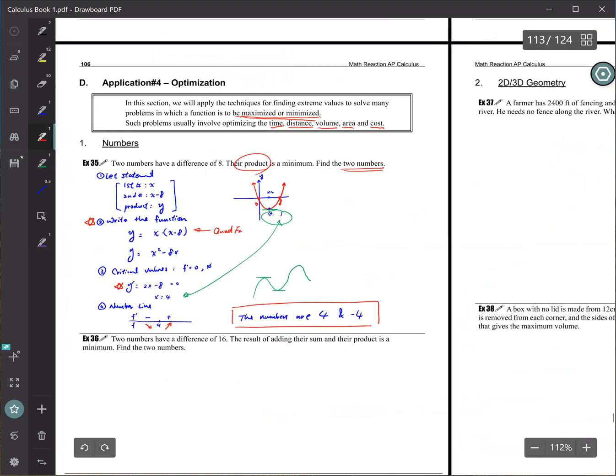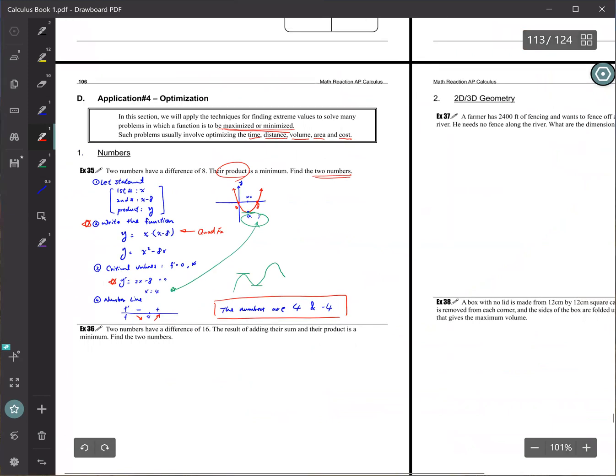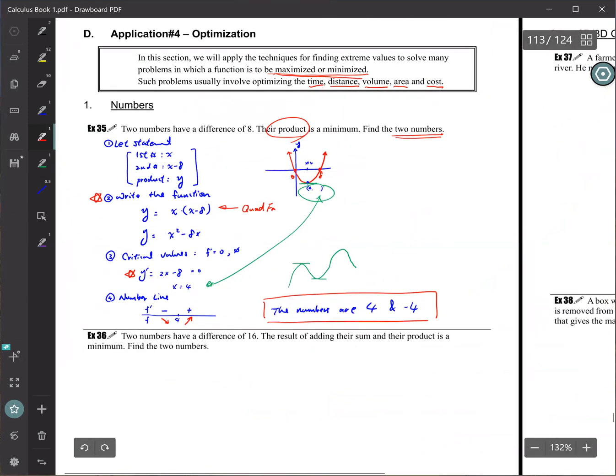So in this section, I divided the questions into different types, right? First one is like finding numbers. Okay, Jesse has a question, I think.